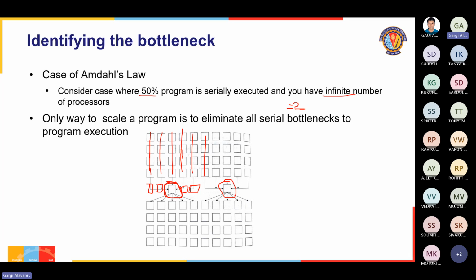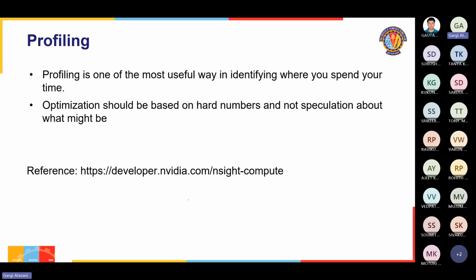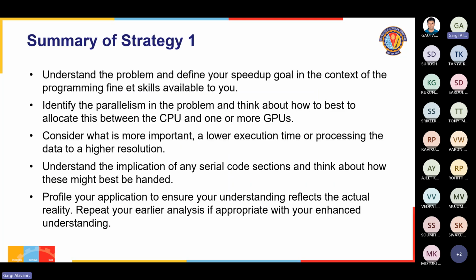Similarly, you should find out which part of your code is serializing the problem, that is, which is the bottleneck, and remove this bottleneck and ensure that your code is being executed in parallel by multiple resources, and this is how you can get better performance for your code. Profiling we just discussed, so I'll not talk more about this. It is again an important factor in this strategy.